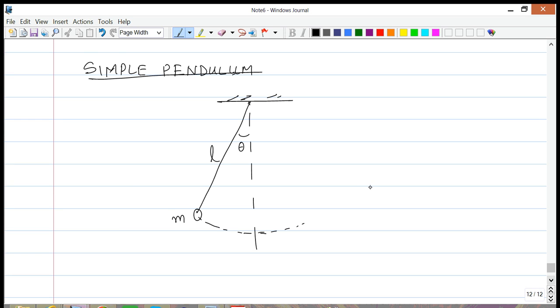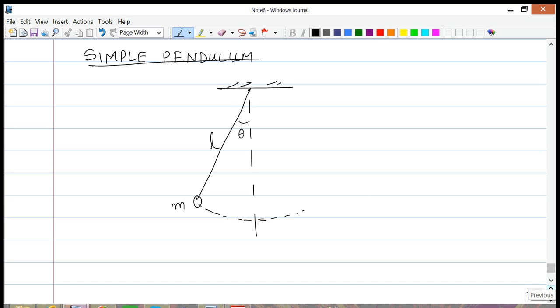Alright, so now we are ready to study the simple pendulum. Our goal is to show that under certain conditions the motion of a simple pendulum is simple harmonic. Here's the deal. A simple pendulum is essentially a mass attached to a string of length L, and you move this mass to one side by some angle theta, and you let go of this mass.